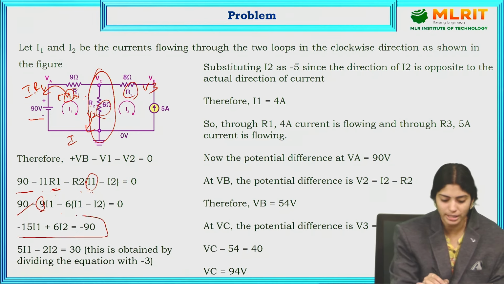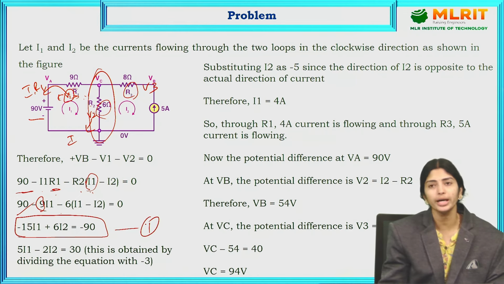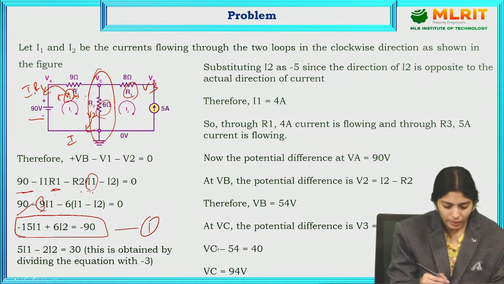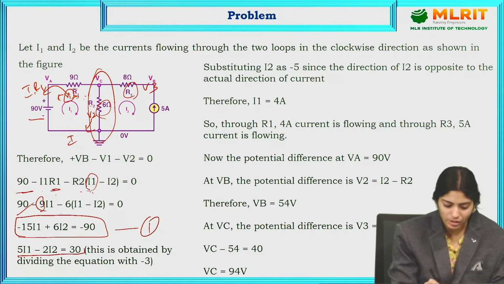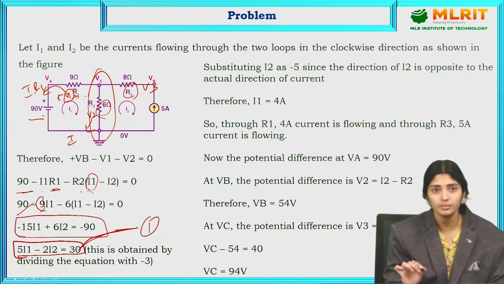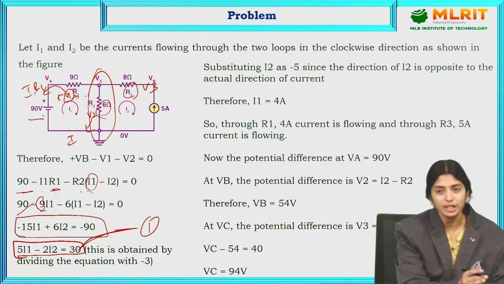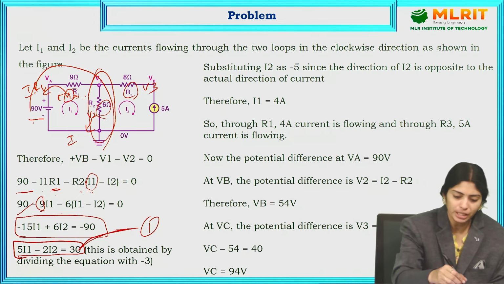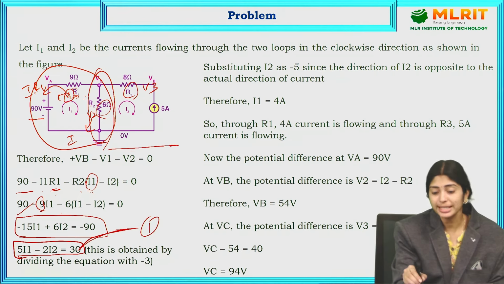So we got this equation. Keep this equation aside. This is the first equation. We can reduce this equation also. By dividing with minus 3, we will get the final equation: 5I1 minus 2I2 is equal to 30. Let us consider this as equation 1. So with this the first loop was completed, means up to here the derivation was completed. Now we have to sort out the second one also.